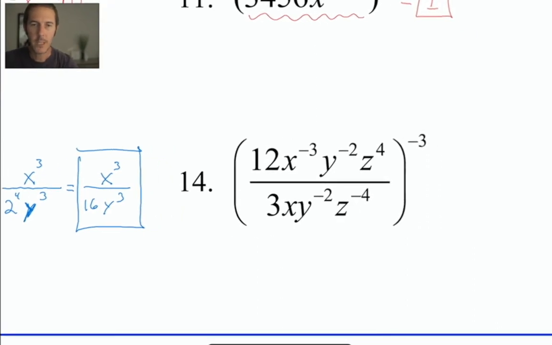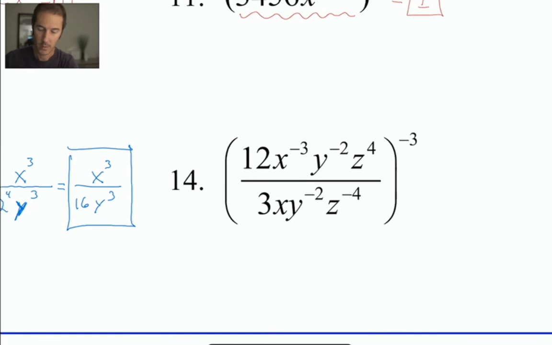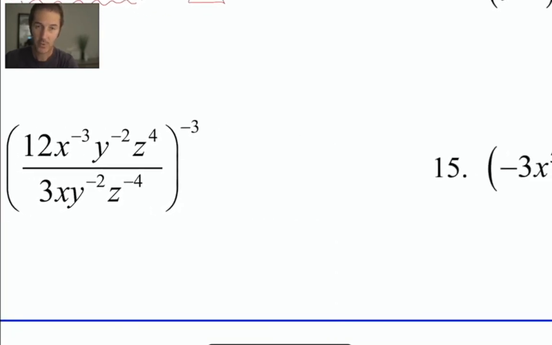And then in number 14, I think we're combining all of those ideas. We want to simplify vertically inside the parentheses, and we are following PEMDAS here. P-E-M-D-A-S, parentheses is the P, that comes first, so we should do everything that we can do inside the parentheses. So let's do that.